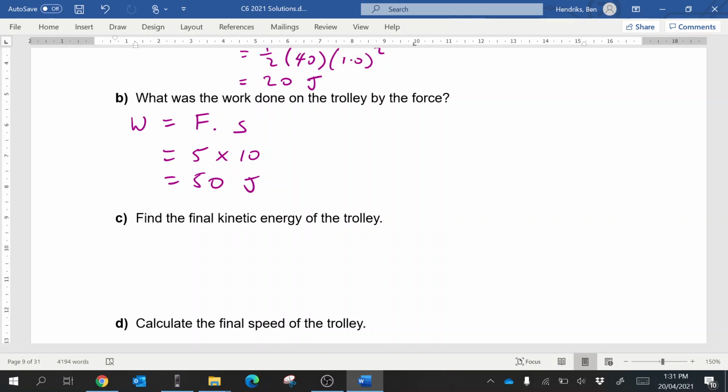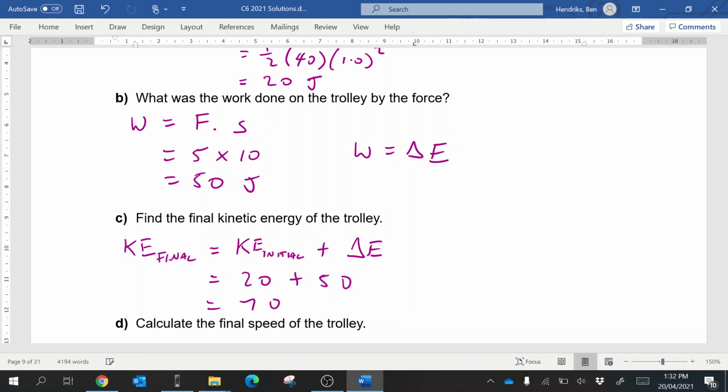So find the final kinetic energy of the trolley. Well, if we remember that work is equal to change in energy, remember that. So we can say that the final kinetic energy is equal to the initial kinetic energy plus the change in energy. So then it's just simply going to be 20 joules plus 50, which is equal to 70 joules.